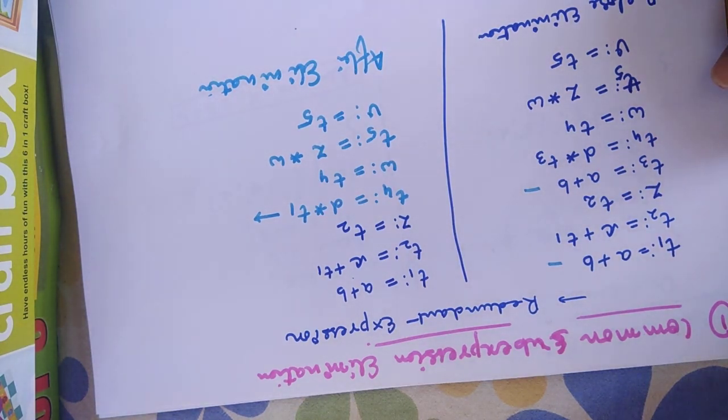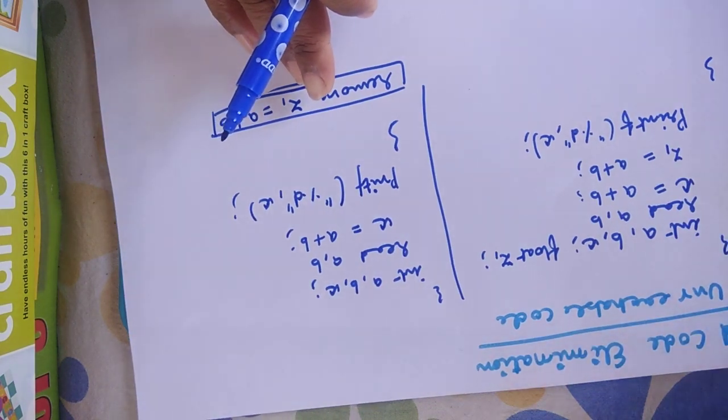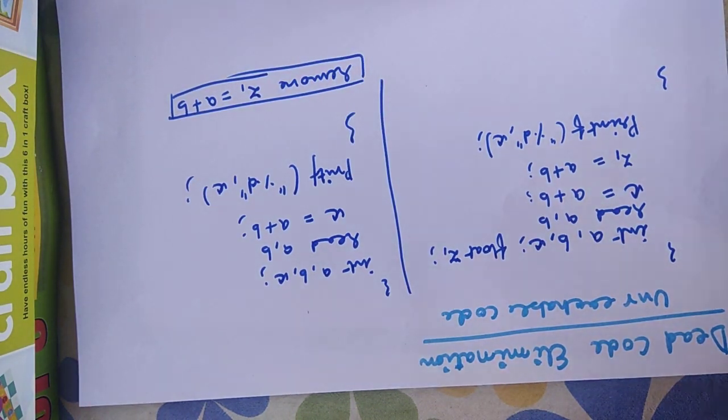So till now we discussed common subexpression elimination. Now the next one is dead code elimination. Basically, dead code elimination means that if there is any unreachable code in your program, we are going to remove it.